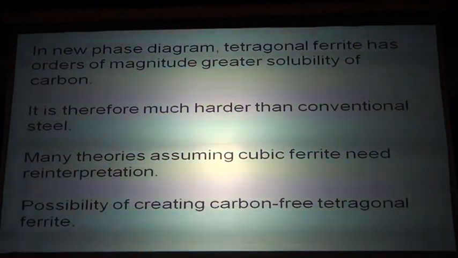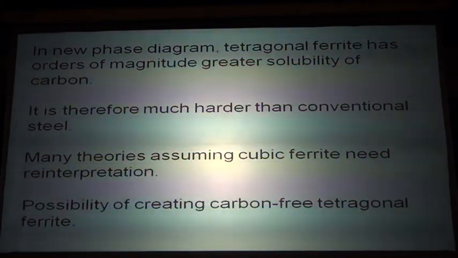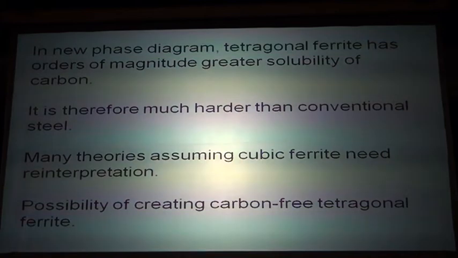So what we have to do is modify all our theory, for example, for the tempering of martensite, where we assume that the equilibrium state is cubic ferrite, whereas it's not. In fact, it might be the tetragonal ferrite. We have to rethink our models for the creation of mixtures of austenite and ferrite, where the ferrite is generated by displacive transformation, for example, in the TRIP steels that are very common these days. So we are now working on looking at all those huge quantities of data which have been published on TRIP steels to see whether we can do better.